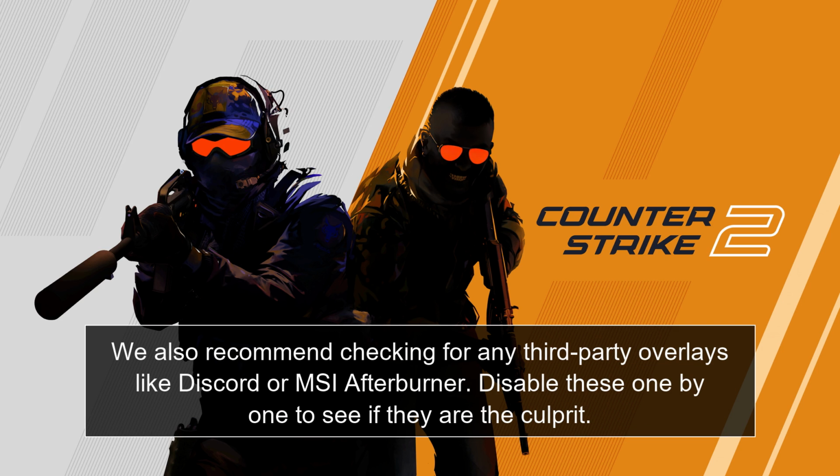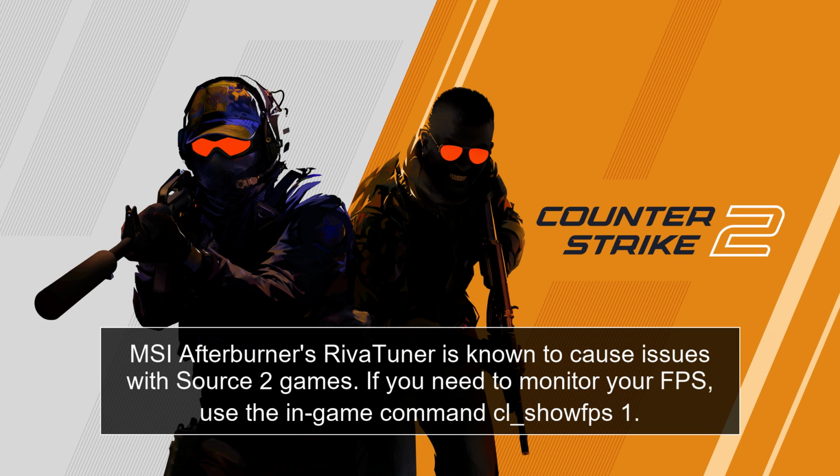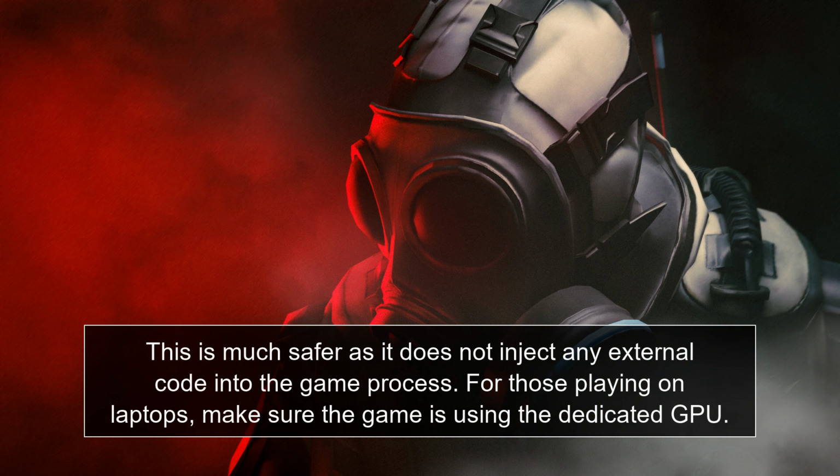We also recommend checking for any third-party overlays like Discord or MSI Afterburner. Disable these one by one to see if they are the culprit. MSI Afterburner's RivaTuner is known to cause issues with Source 2 games. If you need to monitor your FPS, use the in-game command cl_showfps 1. This is much safer as it does not inject any external code into the game process.